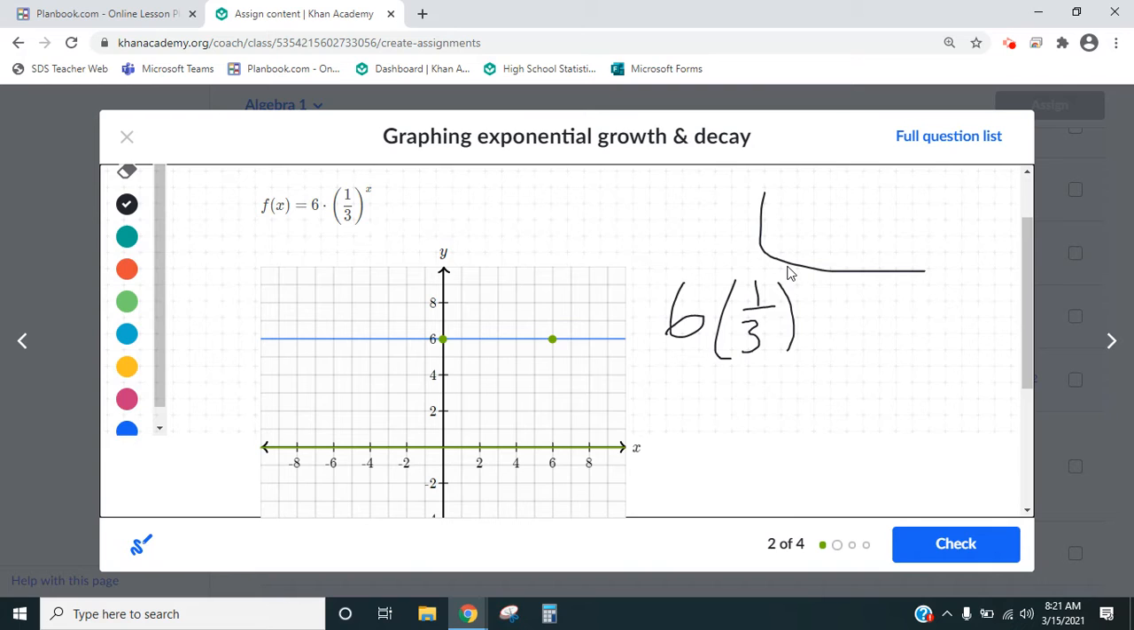Let's see here. What happens if I plug in 1? If I plug in 1, it'd be 6 times 1/3. What's 6 times a third? A third of 6 is 2. It's like 6 divided by 3. So if I went over 1, there would be a point at 2, just like that. Okay. So what did I plug in? That's my x. What pops out? That's my y.